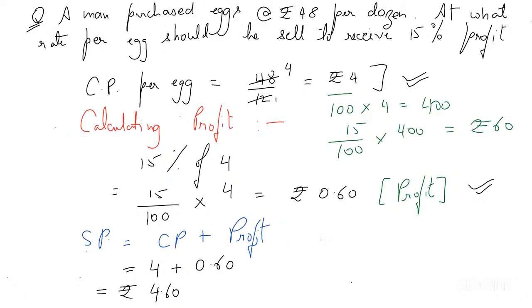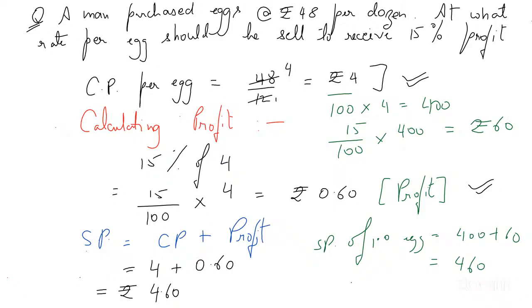Then they found out SP of 100x. 100x is equal to 400 plus 60, 460. This is what they have done in the book. They have done it by assuming that we are finding the SP of 100x.